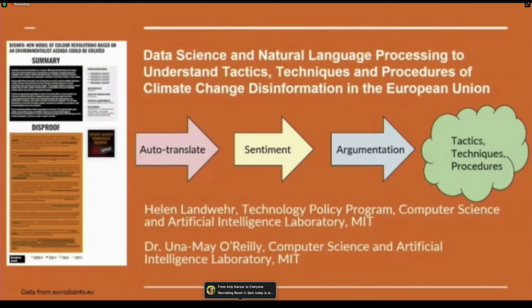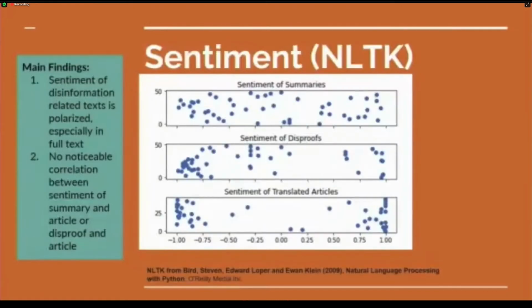For this project, we use data from EU versus disinfo.eu. As shown on the left, the data is publicly available on the website, and it provides a summary, disproof, and link to a full article of disinformation. We took the full article, auto-translated it, and then ran the summary, disproof, and full text through sentiment analysis and argumentation analysis in order to examine the tactics, techniques, and procedures of disinformation.